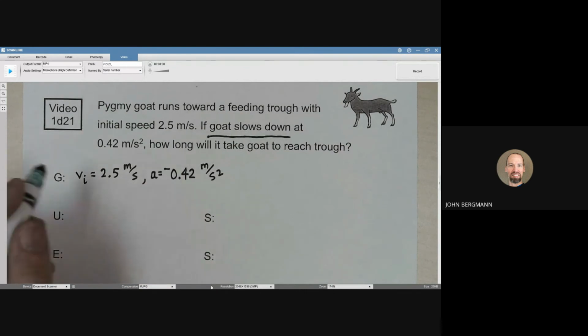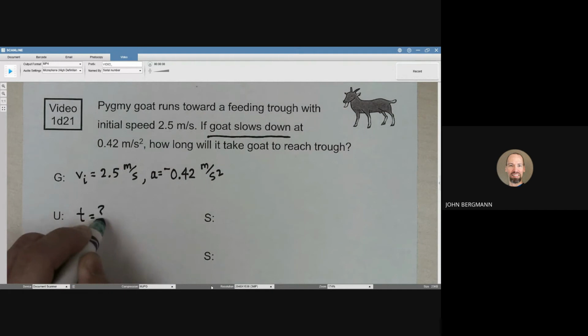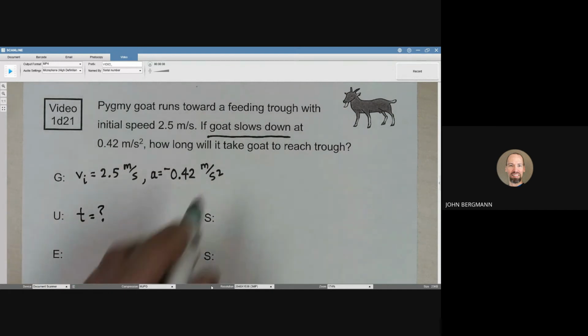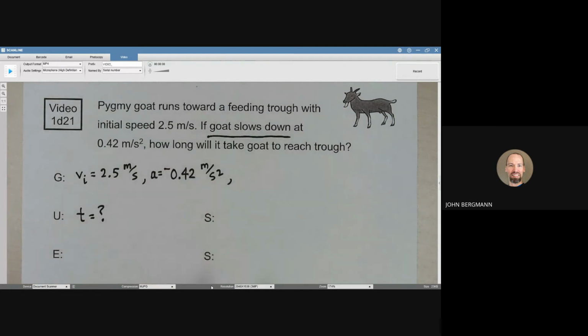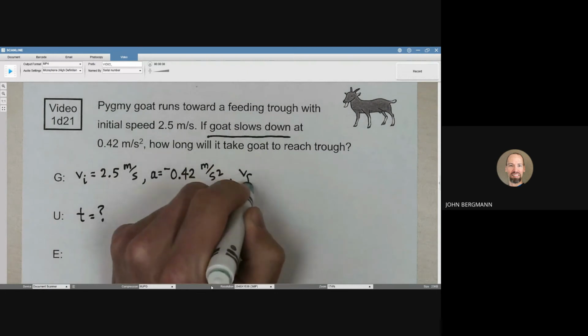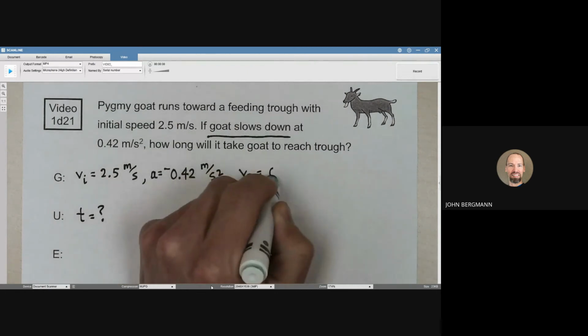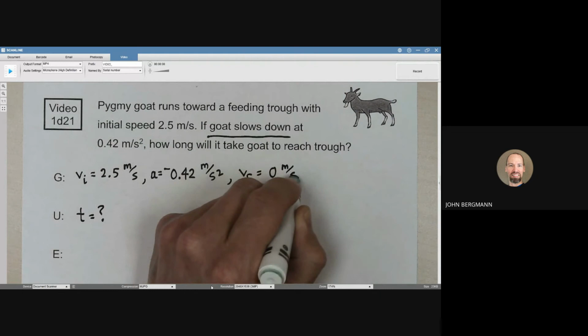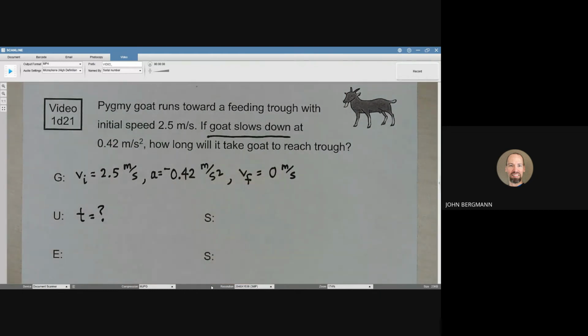How long will it take the goat to reach the trough? So clearly what we're looking for here is the time. The other given that is kind of hidden in the problem is the final speed of the goat. This goat, we assume, is going to stop when he reaches the feeding trough so that he can eat. So V final is going to be 0 meters per second.